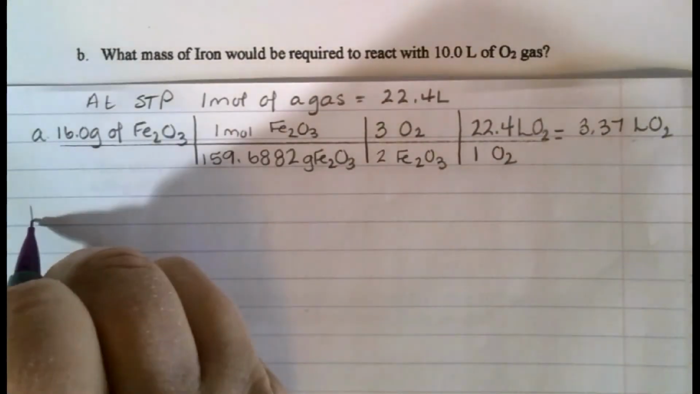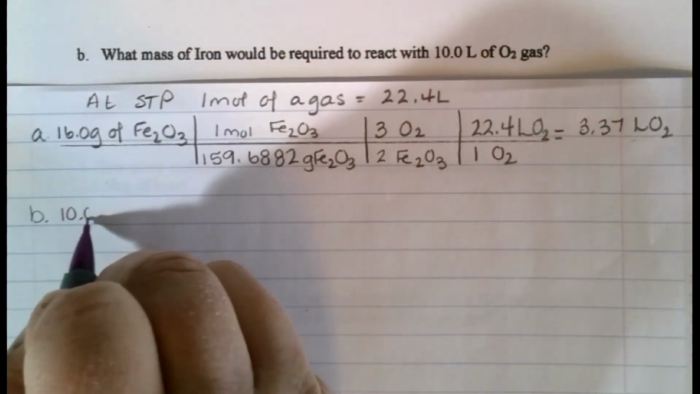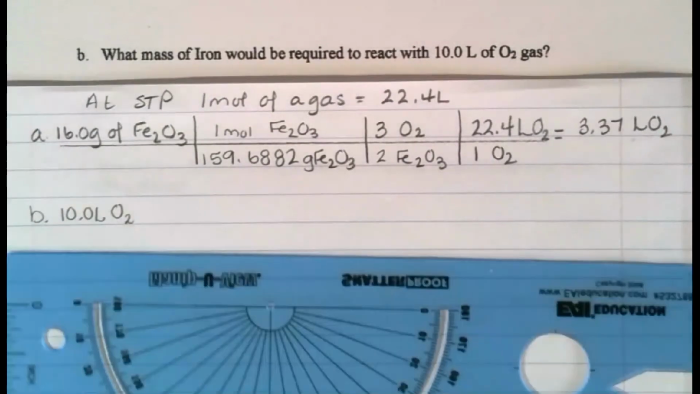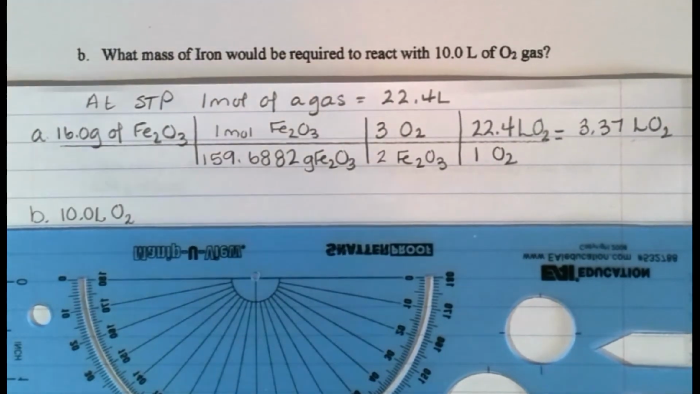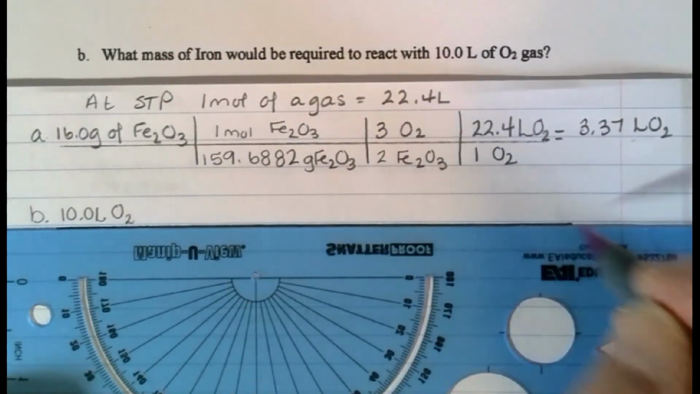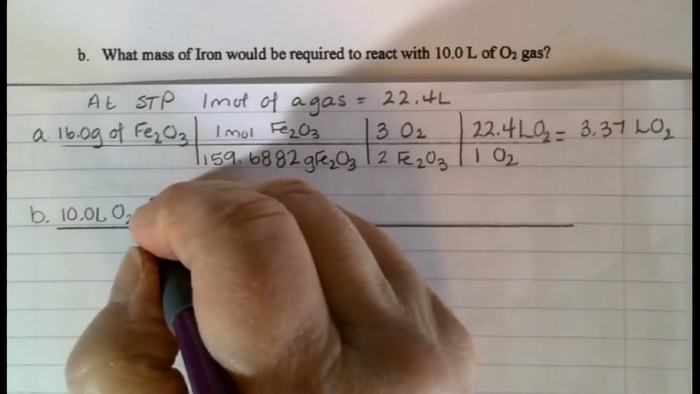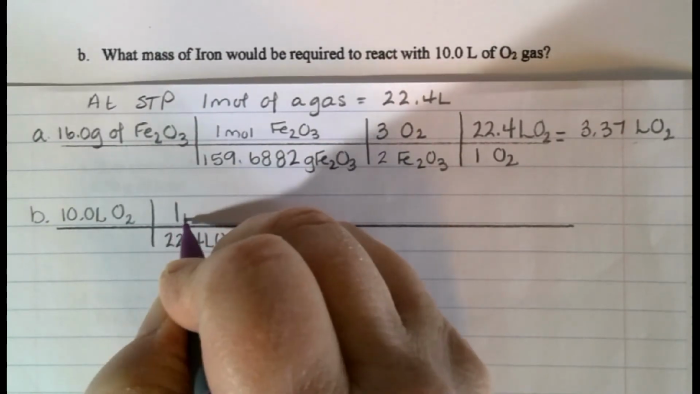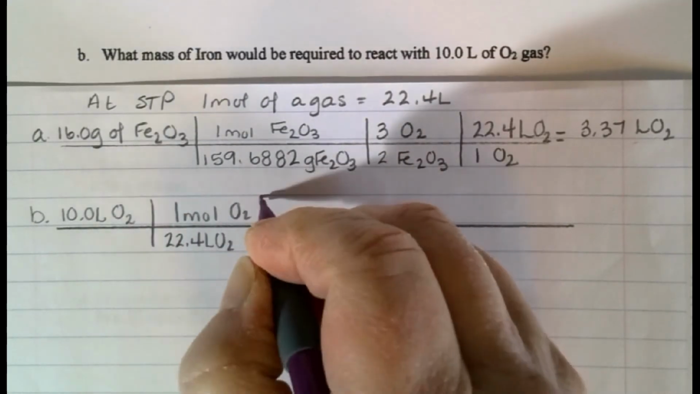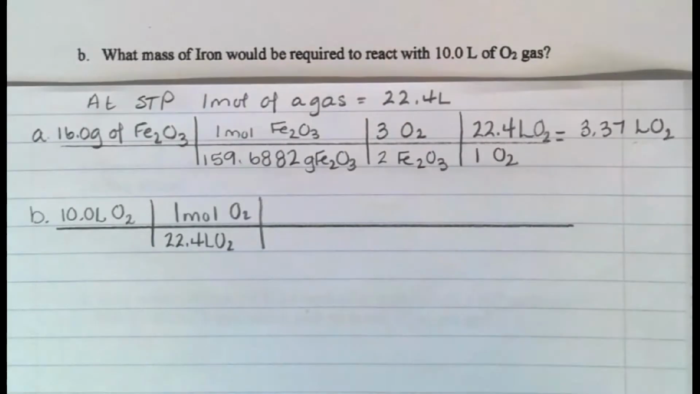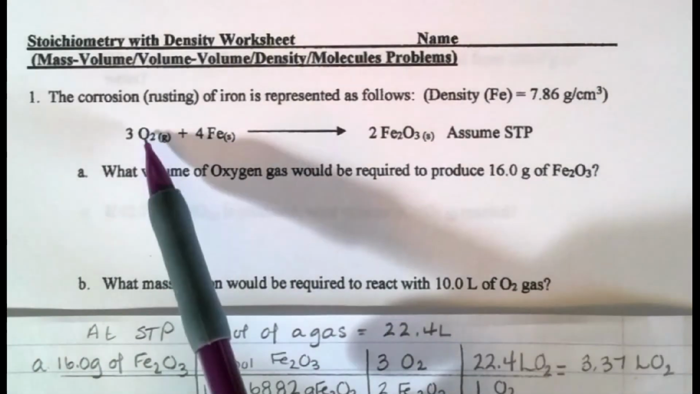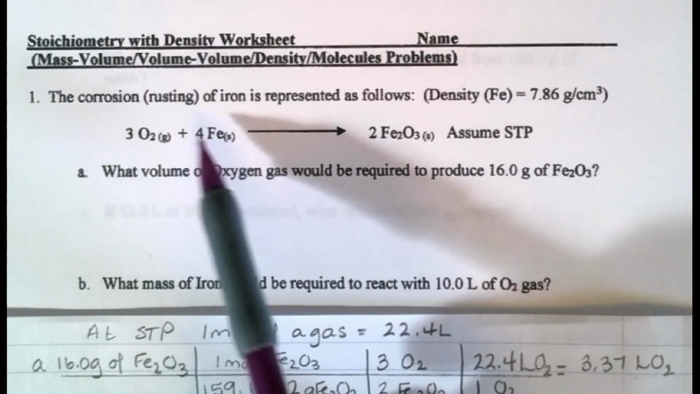So for letter B, I'm starting with 10.0 liters of O2. And because I'm in liters of O2, and we're going to assume again it's at STP, which is very important because then I can use that number 22.4. 22.4 liters of O2 is 1 mole of O2. And since I'm in moles, I can use that relationship. Let's go back here, and I want to go to iron. My oxygen is my known, and my unknown is my iron.